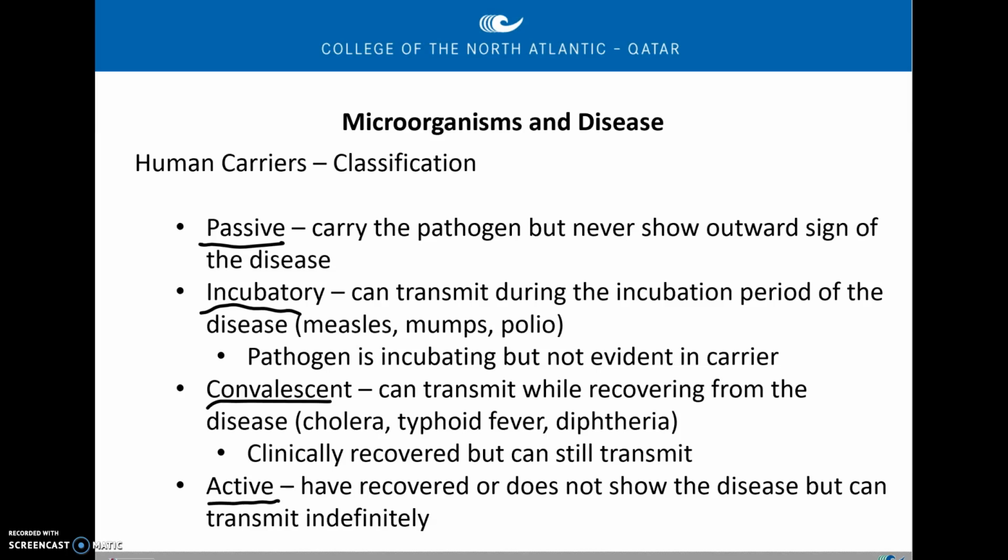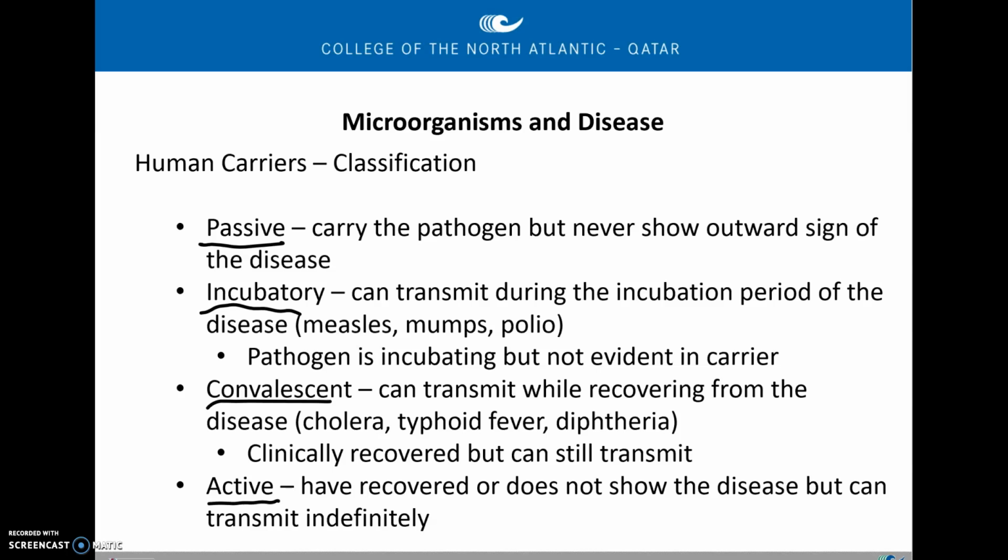If you're a passive carrier, for example, you have the pathogen, you can pass it off to somebody else, you can make them sick, but you never show outward signs of disease. Even though you have it, it doesn't cause disease in you for some reason. An incubatory carrier has the pathogen, it's developing, it's beginning infection, and even though you haven't developed symptoms yet, you can still pass it to other people. The measles, the mumps, polio, these are all things that are passed through an incubatory period.